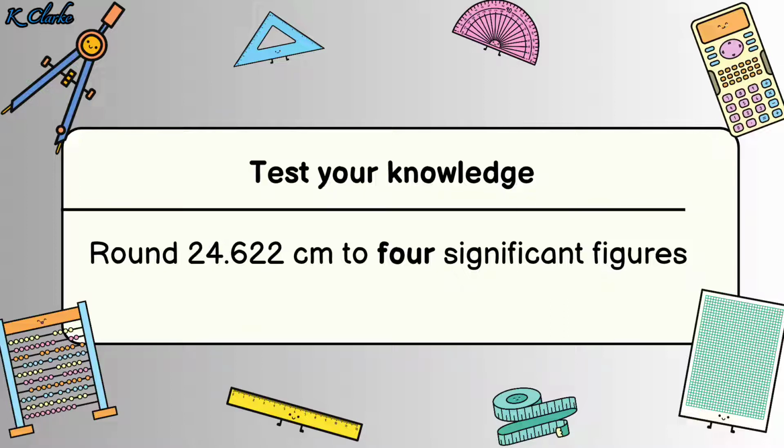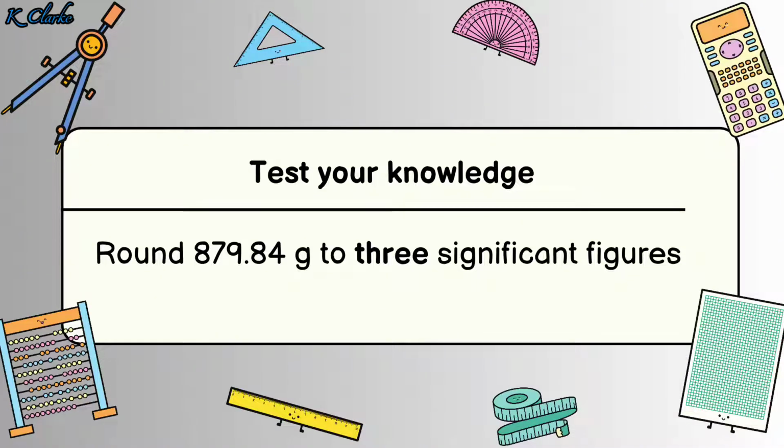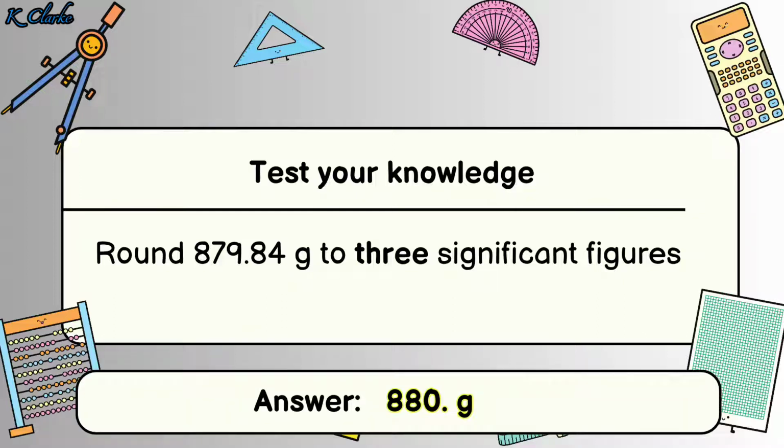Test your knowledge. Round 24.622 centimeters to 4 significant figures. The answer is 24.62 centimeters. Round 870.84 grams to 3 significant figures. The answer is 880 with a decimal point, grams.